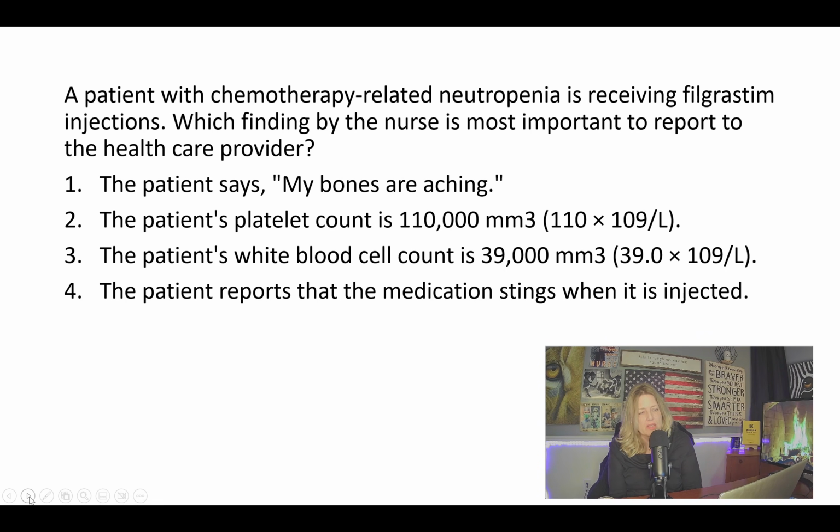The patient's platelet count is 110,000. The patient's white count is 39,000. The patient reports that the medication stings when it's injected. All right, let's look at this. So what is the diagnosis? The diagnosis is neutropenia, and that's all we know.